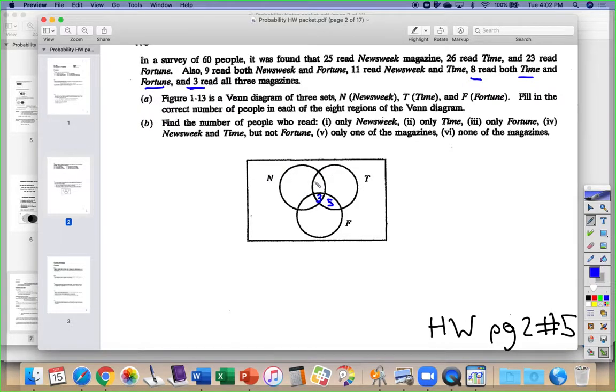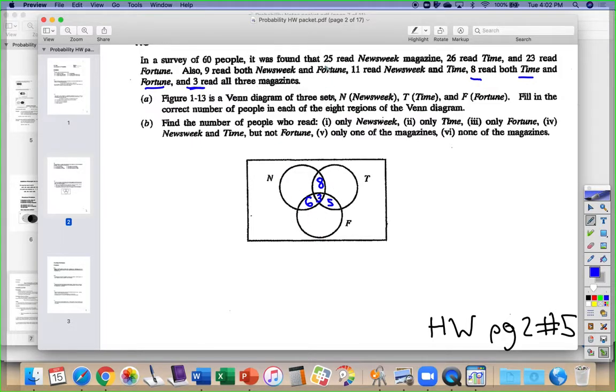So 11 take away 3 leaves me with 8. And if 9 read Newsweek and Forbes, but 3 of them are already in the center, they are in all 3. So yes, if someone is in the center, do they read Newsweek and Forbes? They sure do. So don't count them again. So there's only room for 6 more. And now you finish with the outer circles.